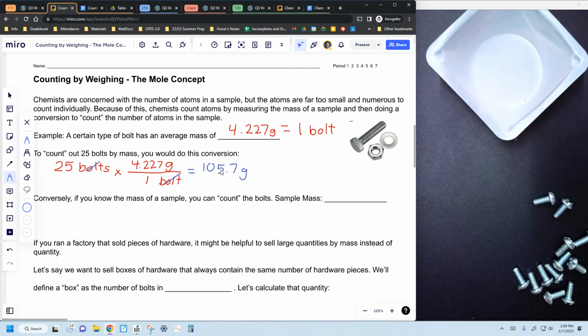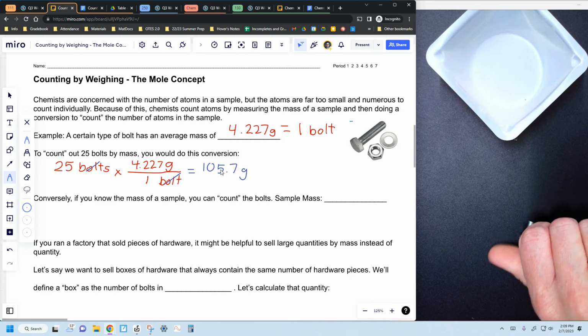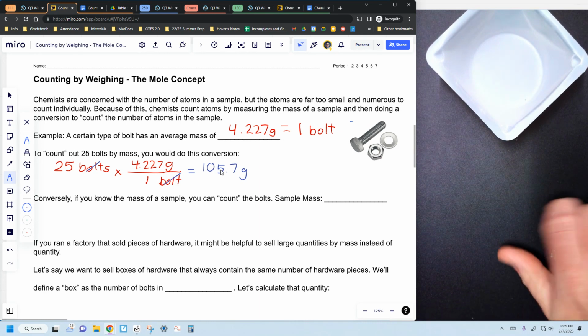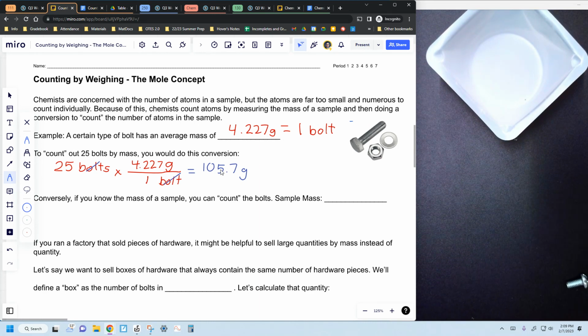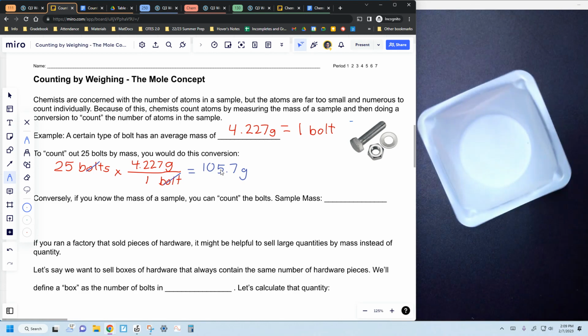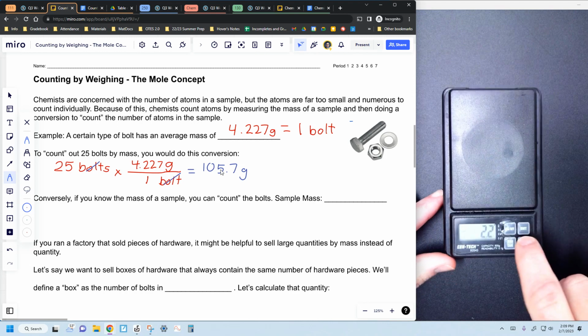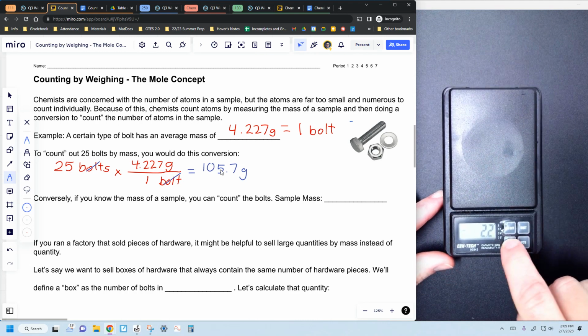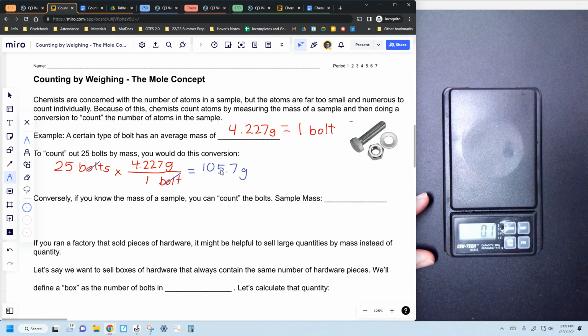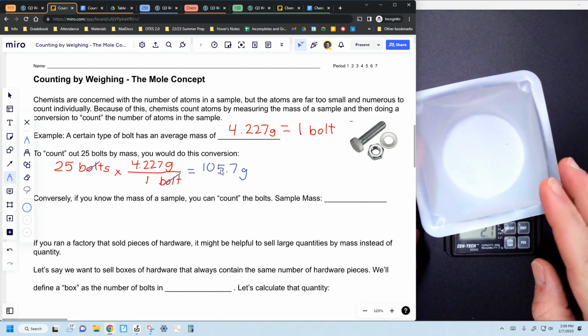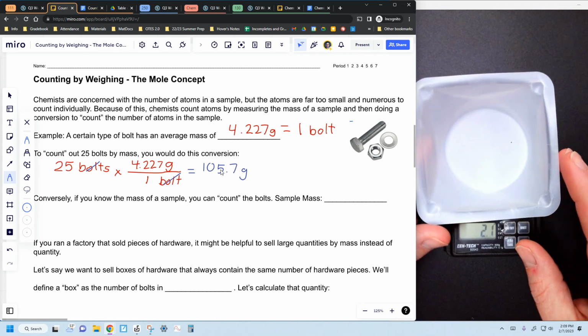All right, so I want to see how it works in the opposite direction. What if I knew the mass in grams? How would I go about calculating the quantity? So go back to 0. Put a weighing dish on here.